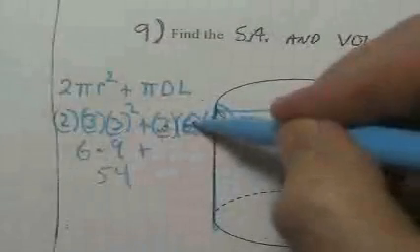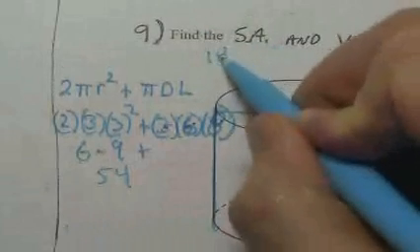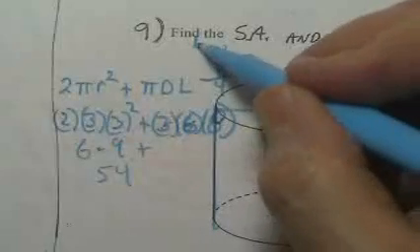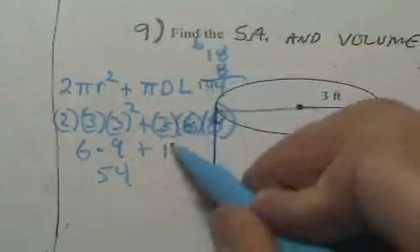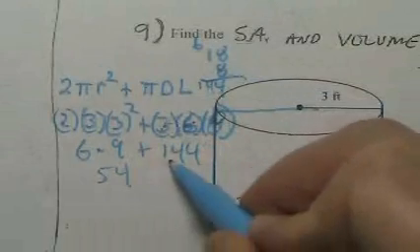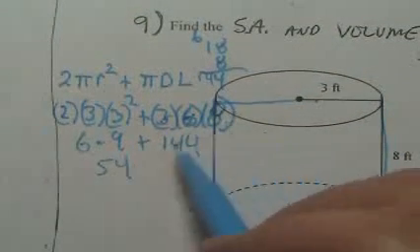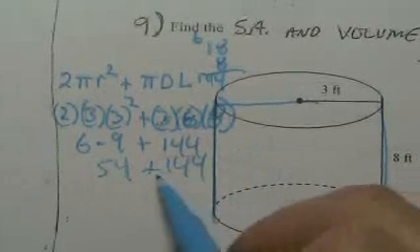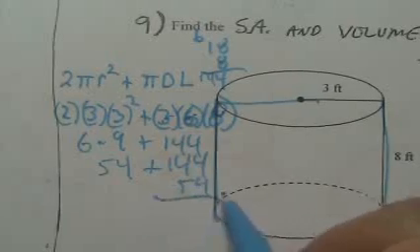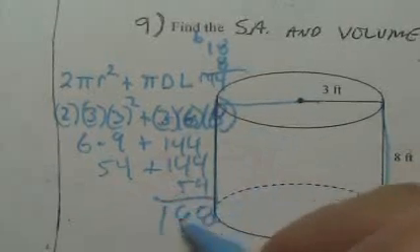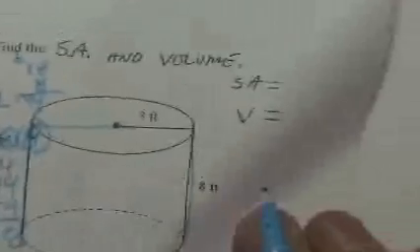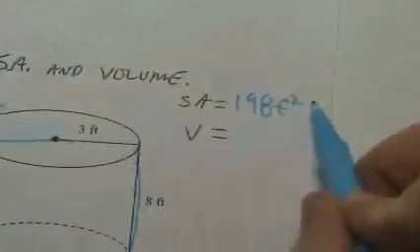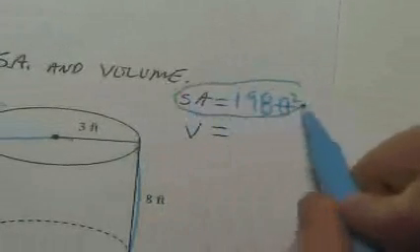Well, 6 times 3 is 18, and 18 times 8. 8 times 8 is 64. 8 and 6 is 14, so it's 144. So 54 plus 144. If you add that up, if you can't do it sideways, just stack them up. 198. So the surface area is 198, and that's feet squared, because area is in squares.